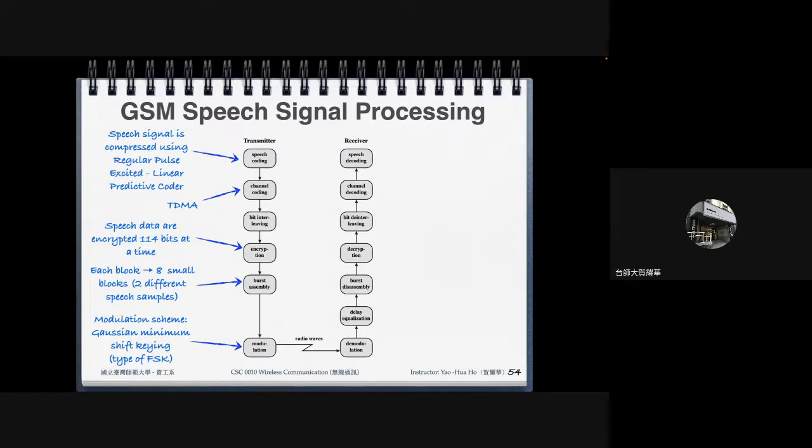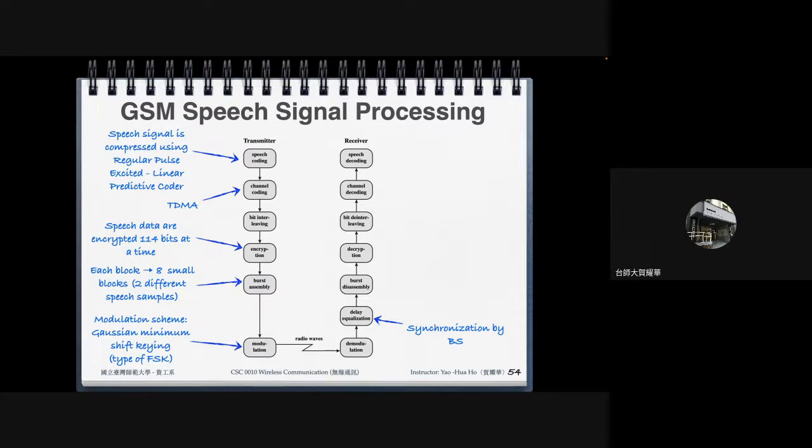Delay equalization allows you to do a synchronization at the base station, for multipath purpose. Then you also do the reverse of whatever you did before. You do burst disassembly, decrypt, bit interleaving, and the channel decoding, then the speech decoding. Then you actually receive the speech.